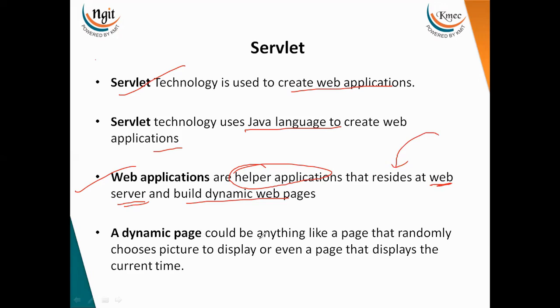So here a dynamic web page could be anything, like a page that randomly chooses the picture to display or a page that displays the current time. So dynamic means something which generates according to the input, then that is called a dynamic web page.